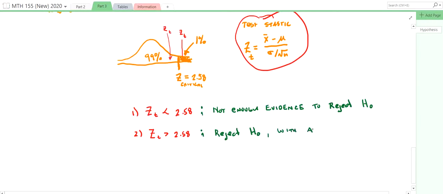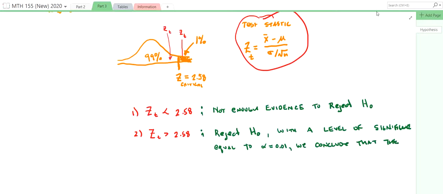with a level of significance equal to an alpha equals 0.01, we conclude that the vendor's pipe exceeds 2,400 pounds per square inch.